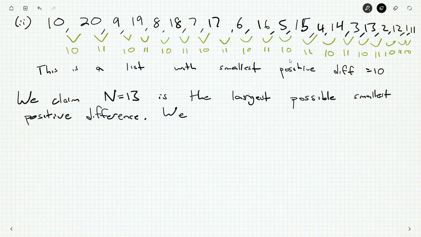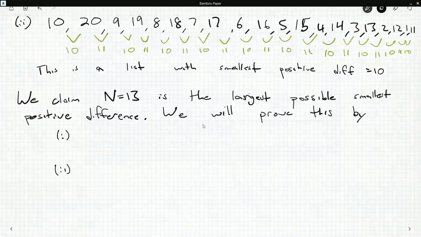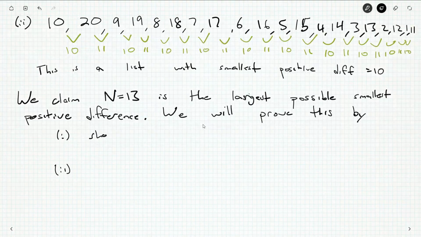Okay. We will prove this, because they do ask for a proof, by, and then we'll use the exact same procedure we did in B part that they gave us. They gave us a template for how to do this. If you think n is 13, show you can't have 14 or higher. Then get an arrangement that has smallest positive difference of 13. So we'll show n has to be less than 14.